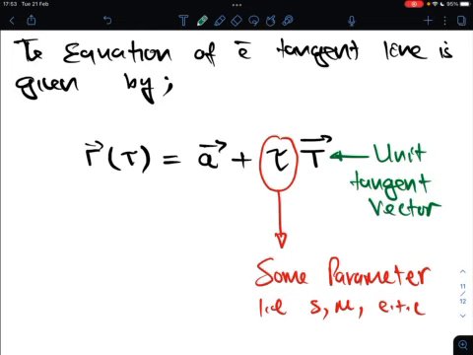So this is simply the unit tangent vector. This question is usually asked after you have already calculated the unit tangent vector, so you just multiply it by that. And then what about this?